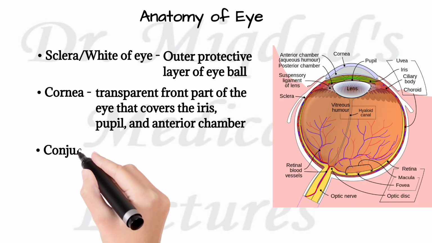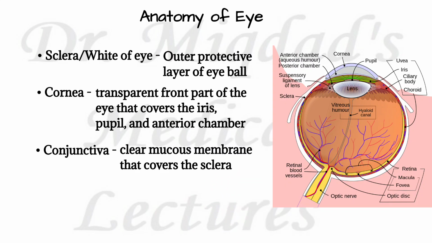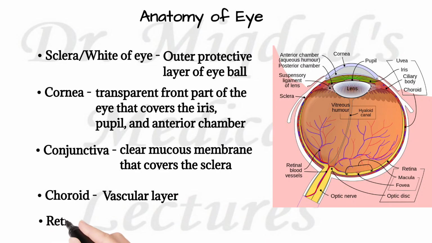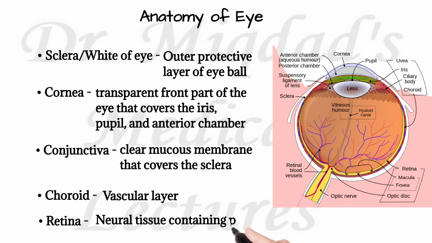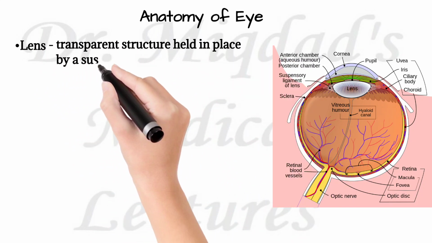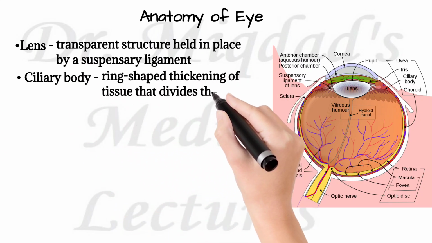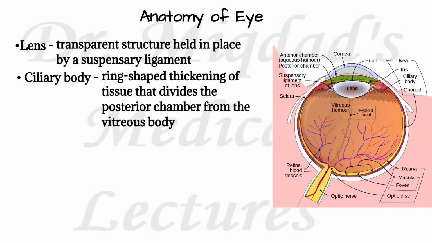The cornea is a contiguous structure with the conjunctiva, which is a mucous membrane that covers the sclera. Just inside the sclera is the choroid. This is a vascular layer that provides oxygen and nutrients to the structures in the eye. Lining the posterior two-thirds of the choroid is the retina. This is the neural tissue containing photoreceptors. Then the lens is a transparent structure held in place by the suspensory ligament, also called the zonule. The zonule is attached to the ciliary body, which is a ring-shaped thickened tissue that divides the posterior chamber from the vitreous body. The ciliary body contains circular muscle fibers and longitudinal muscle fibers that attach near the corneoscleral junction.